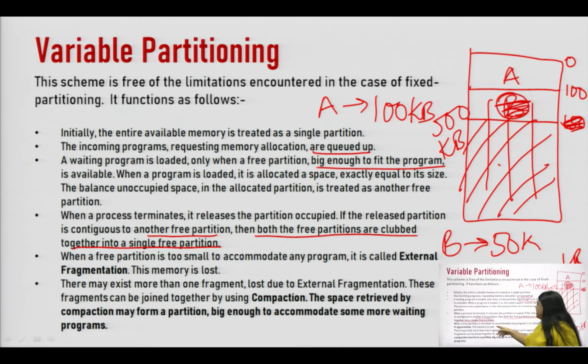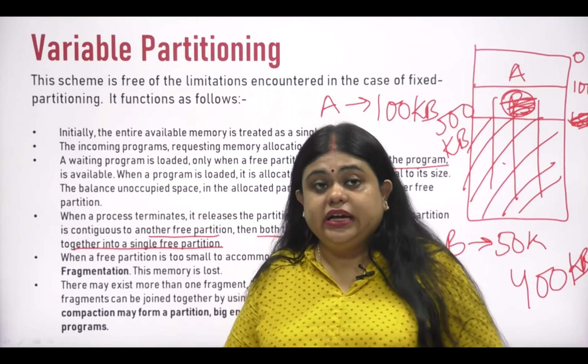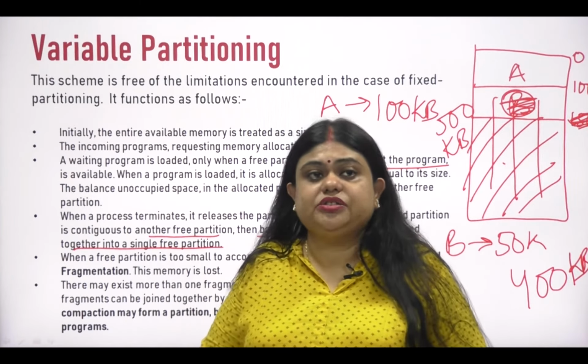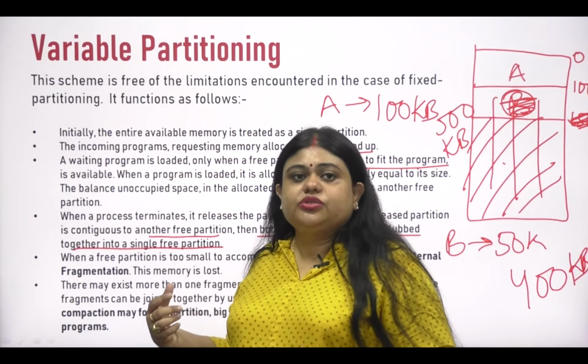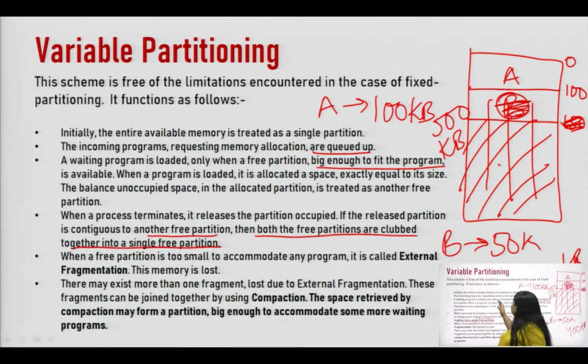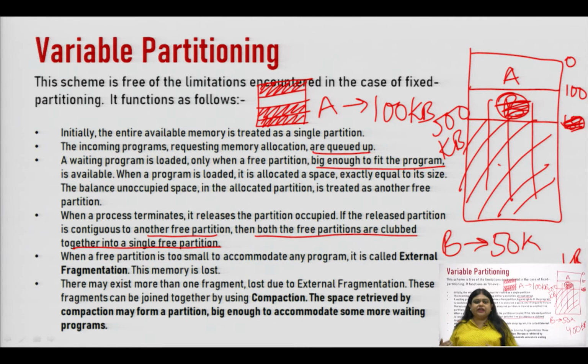Next, it says when a free partition is too small to accommodate any process or program, it is called external fragmentation. Now, we have already talked about internal fragmentation. We need to understand what is external fragmentation, and external fragmentation usually takes place when we are having variable partitioning. So, in case of variable partitioning, what happens? Let us say we had this block and these blocks have been created like this. So, let us say this one is blocked, this one is blocked, this one is blocked.